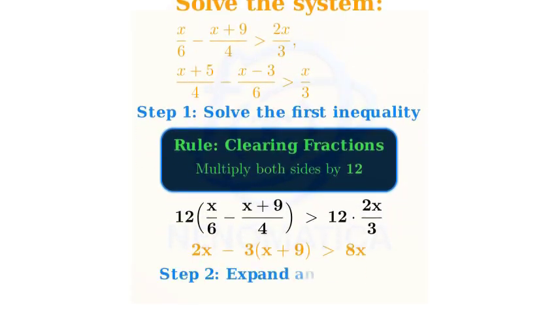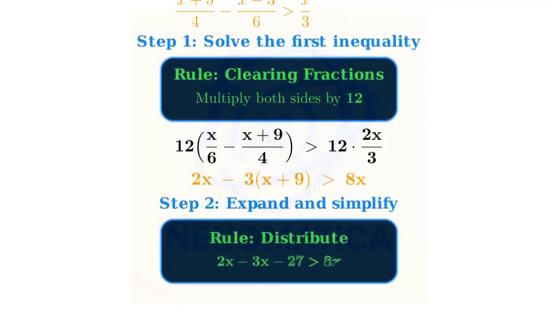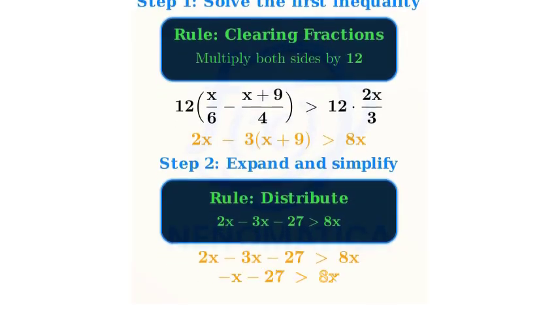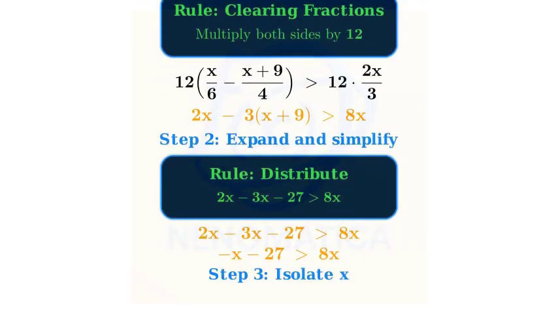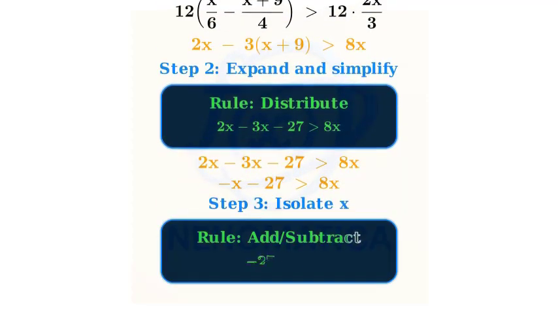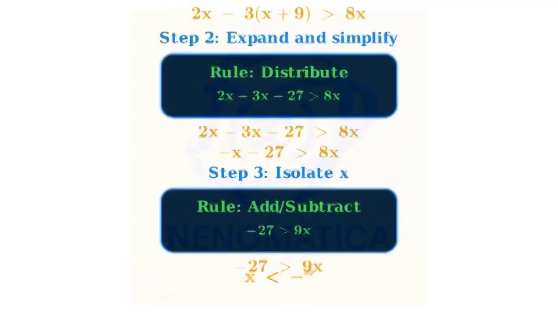Step 2. Expand and simplify. Distribute the -3 across the parentheses. Combine like terms to see the structure more clearly. Step 3. Isolate x. Move terms so x is on one side. Then divide to obtain the solution set for this branch.